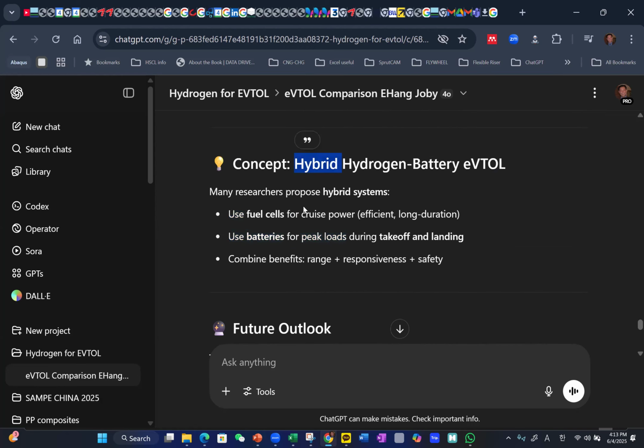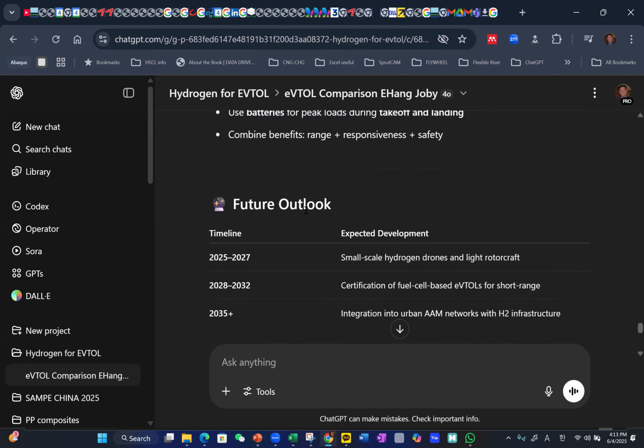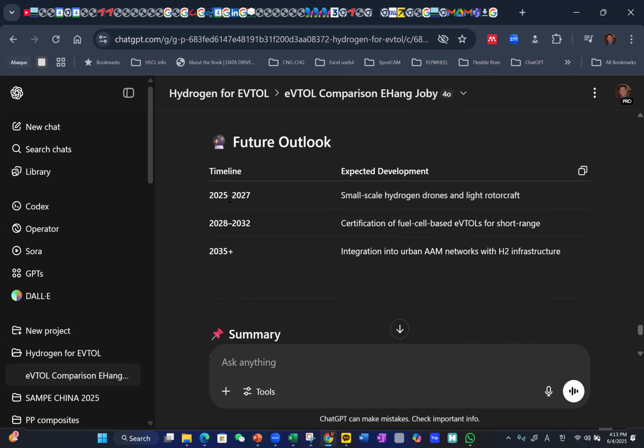You know, even for regular vehicles, a hybrid system is a way of increasing the efficiency. Same for the eVTOL. So, future outlook: 2025, this is the current, present, and this is the next 5 years and 10 years. So certification of fuel cell based eVTOL for short ranges, and then H2 infrastructure.